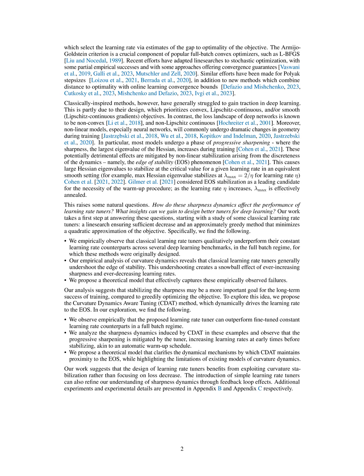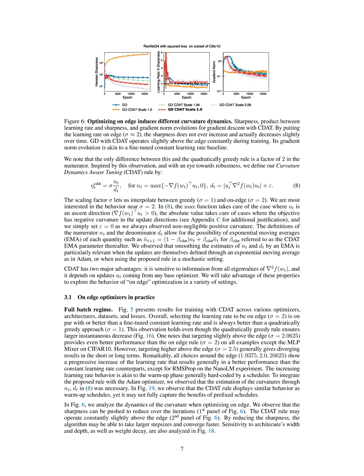By positioning the optimizer on the edge of stability, CDAT mitigates the progressive sharpening effect commonly observed in deep neural networks. This leads to a more stable training process and prevents the snowball effect of ever-increasing sharpness and ever-decreasing learning rates that classical tuners often face. Additionally, CDAT takes into account information from all eigenvalues of the Hessian matrix, making it more sensitive to the curvature dynamics of the optimization landscape.